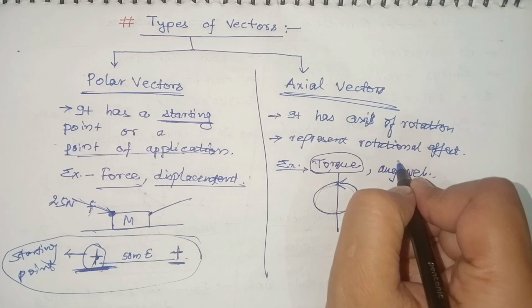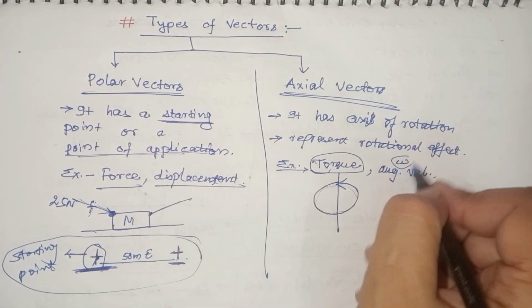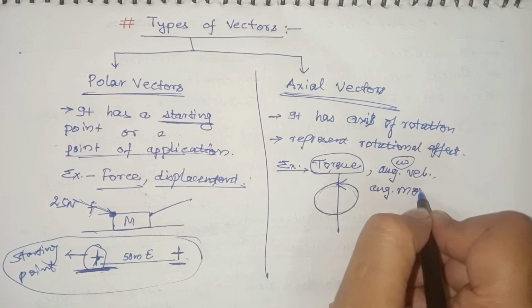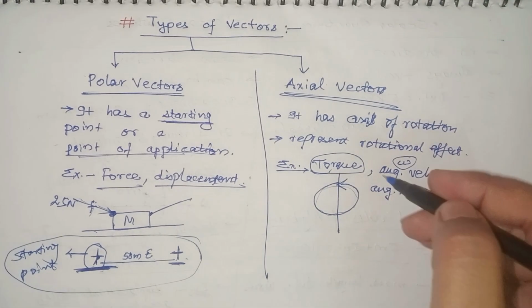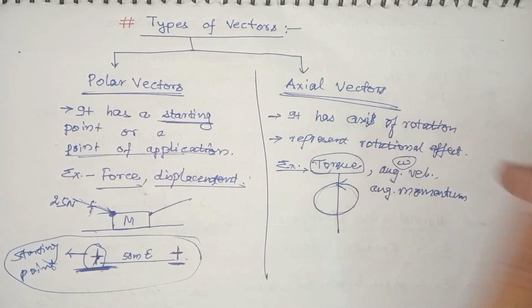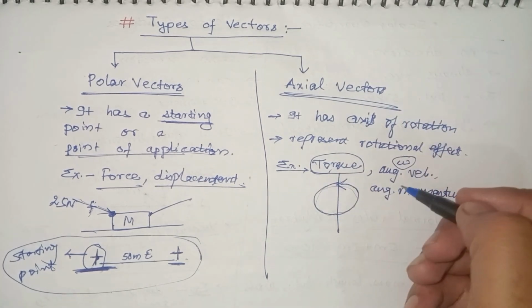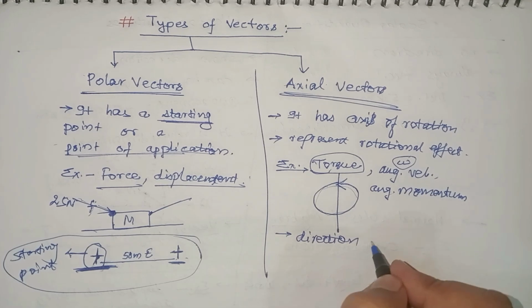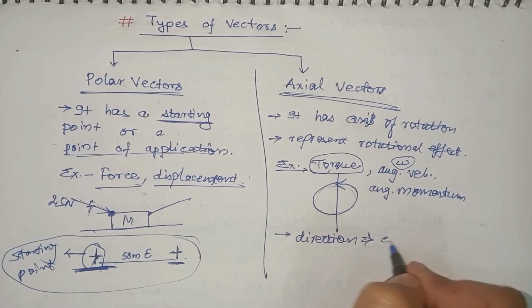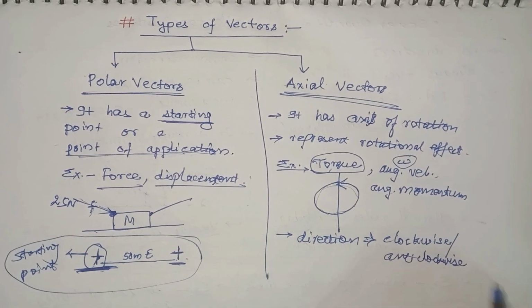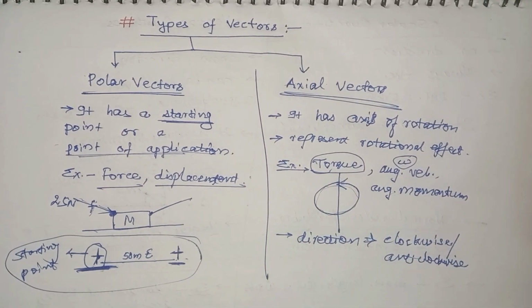Angular velocity, we know its representation by omega. Angular momentum also. It seems that it is an angular concept. Axial vectors move in some angle, like clockwise or anti-clockwise. Its direction can be according to clockwise or anti-clockwise motion. Clockwise and anti-clockwise movement fixes the direction of axial vectors. Okay, thank you.